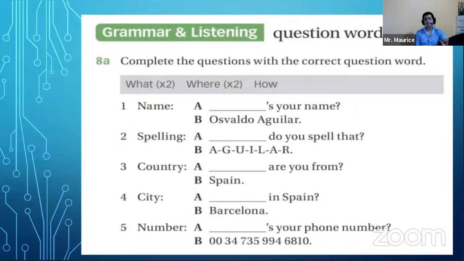Number one. What's your name? Okay. Complete, por favor. El ejercicio 1 completo. Vamos de nuevo. What's your name? Osvaldo Aguilar. Perfect. Ángel Guerrero, number 2. How do you spell that?